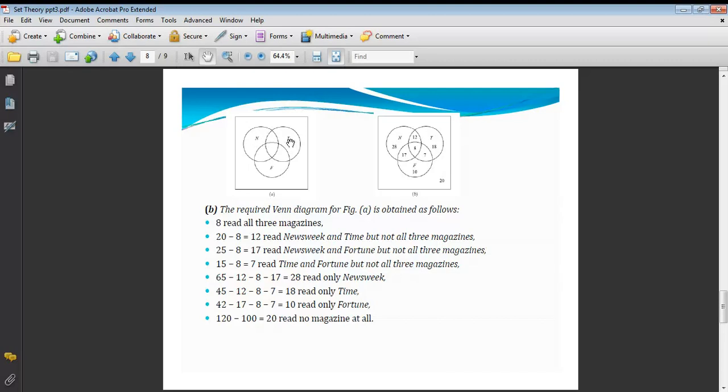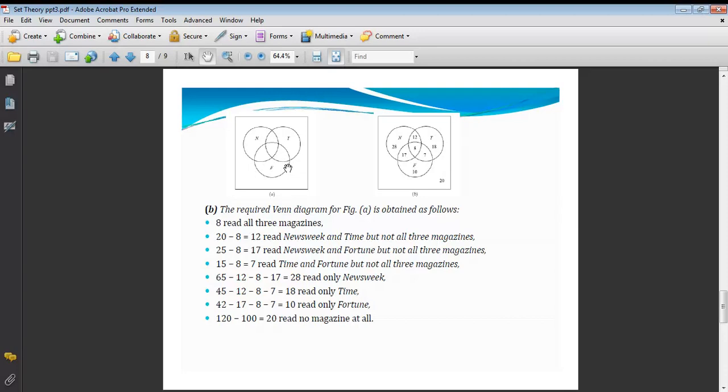Similarly for the Times, we first take the number of readers of the Times magazine, that is 45. Then remove this intersection part, which is 12. Remove the readers of all three magazines, that means 8, and this part, which is 7. So that is 18 here. And similarly for the last part, out of this 42, remove 17, 8, and that 7. That will give you only the Fortune readers.